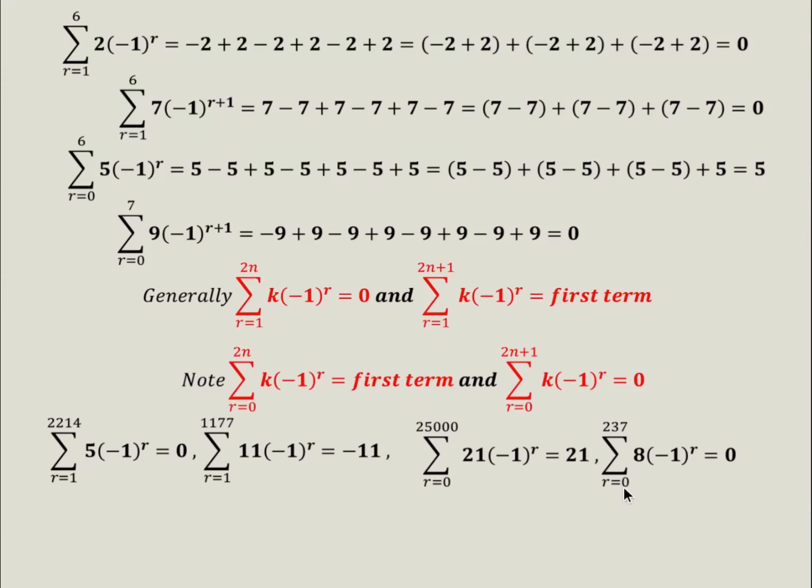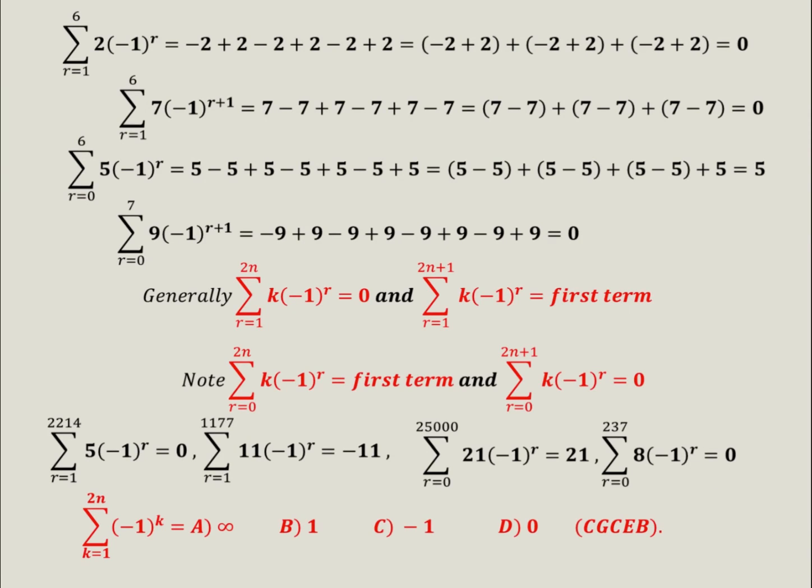Summation from r equals 0 to 237, the number of terms would be the upper limit plus 1. So the upper limit minus the lower limit plus 1 would give 238, which is an even number. So for this constant alternating series with an even number of terms, the terms would pair up and cancel out to give a value of 0.